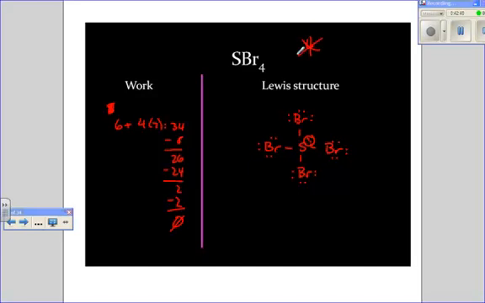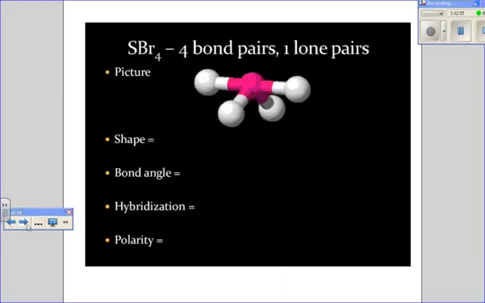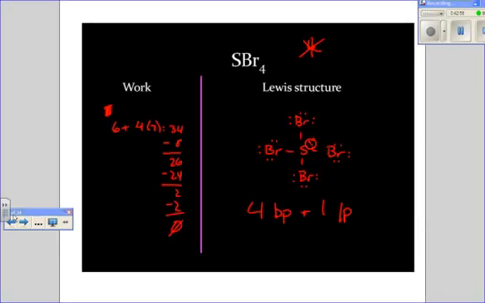Okay, you have a shape now where you've got a lone pair, 4 bond pairs between S and Br, but I also have a lone pair. Again, this thing's going to be based off of 5 total groups. So again, here's the rule.